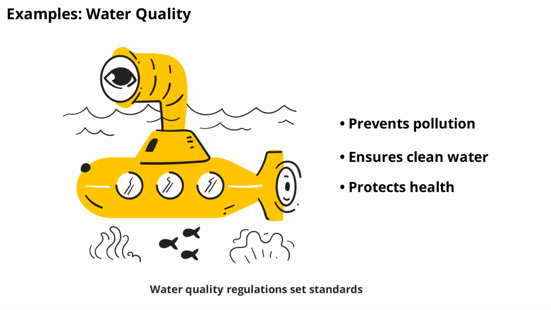Water quality regulations set standards for drinking water and wastewater treatment. These rules help prevent pollution and ensure that communities have access to clean, safe water. By enforcing water quality laws, governments protect public health and the environment.